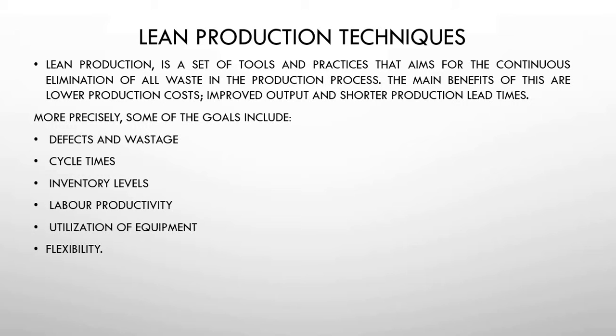So coming to lean production techniques. Lean production techniques is a set of tools that aims for the continuous elimination of the waste in the production process. The main benefits of these are lower production cost and shorter production lead times. More precisely, some of the goals include defects and waste, cycle times, inventory levels, labor production, utilization of equipment, and flexibility. Among all these terms, the cycle time is the time taken to complete an entire production in the assembly line.